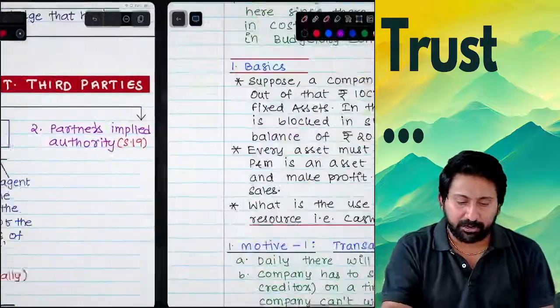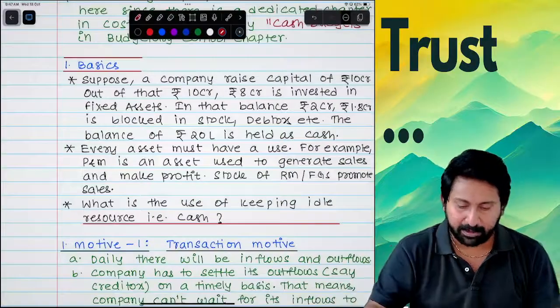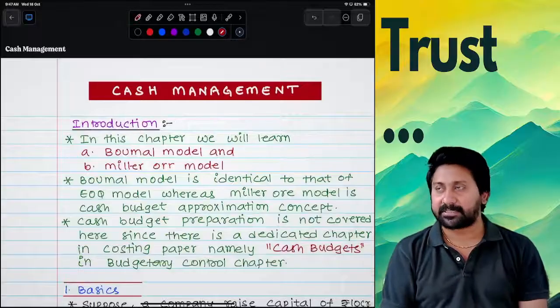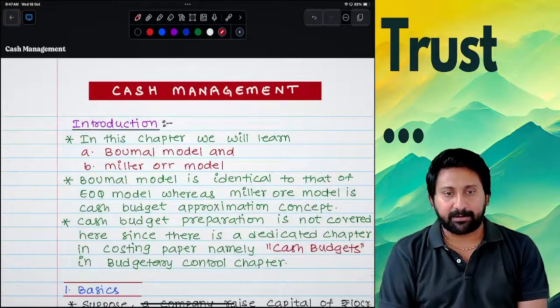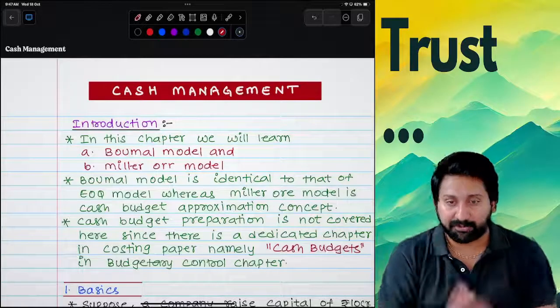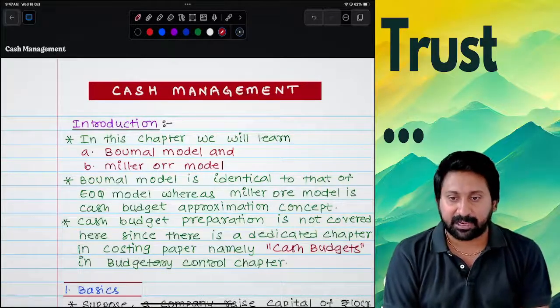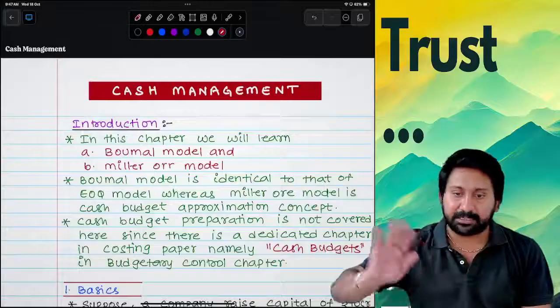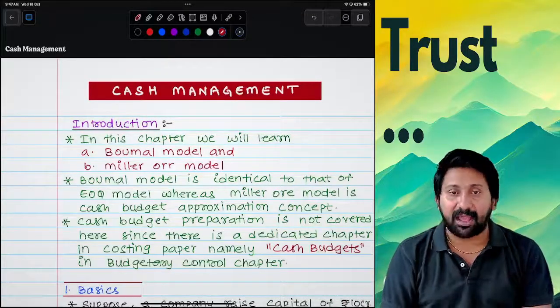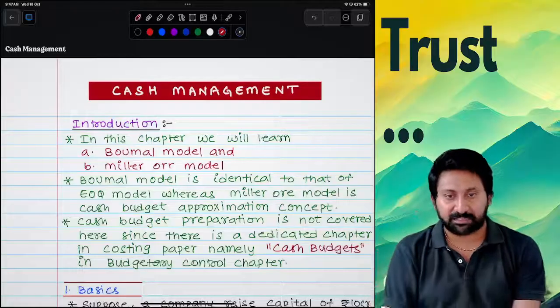Before even going into this, I will give you an example. Why this cash management chapter? What is the idea behind this? A company requires, say for example, 50 lakhs of cash to run its business throughout a year. I require that cash today, and I require it after some time, and again after some time.